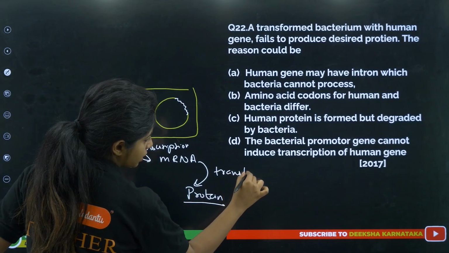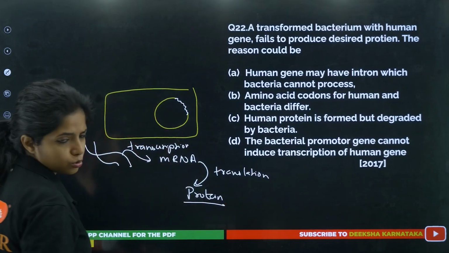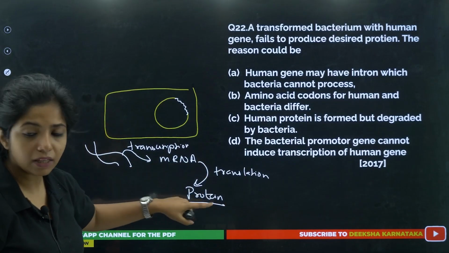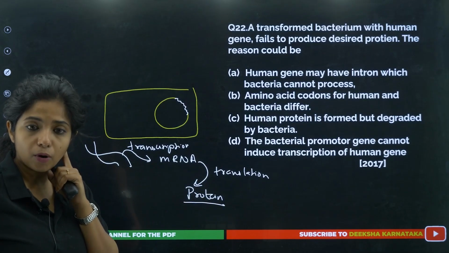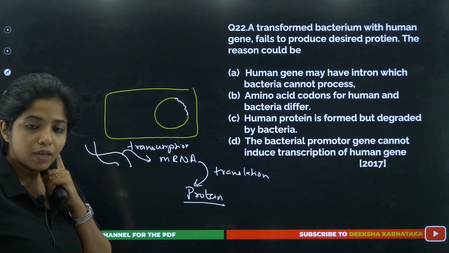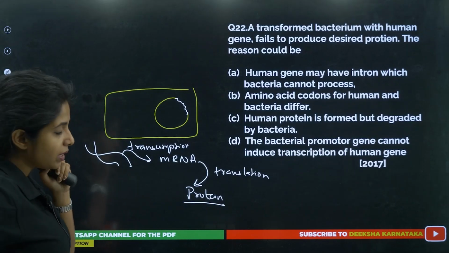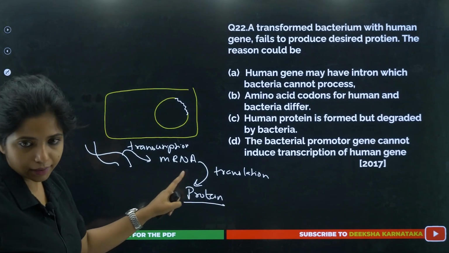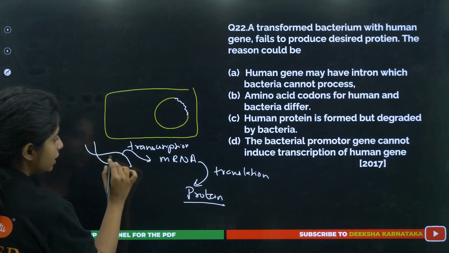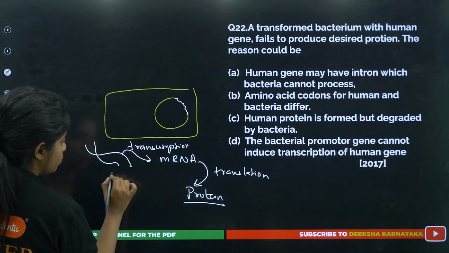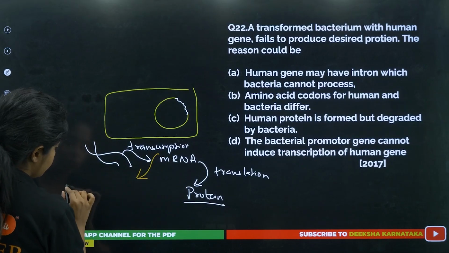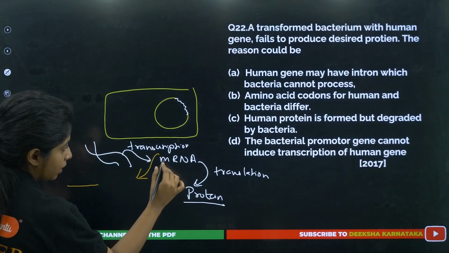Now it can happen in the case of bacteria also, but the problem is that I put my gene of interest and now it is not making the protein. What could have been the problem? That is the question. Why is it not making the desired protein? Usually it does. The problem could be in the step where the DNA makes the mRNA.